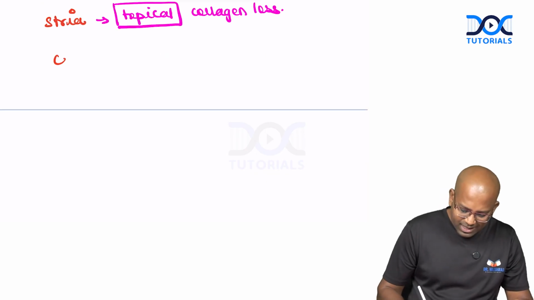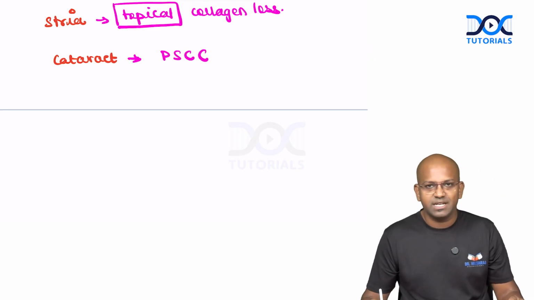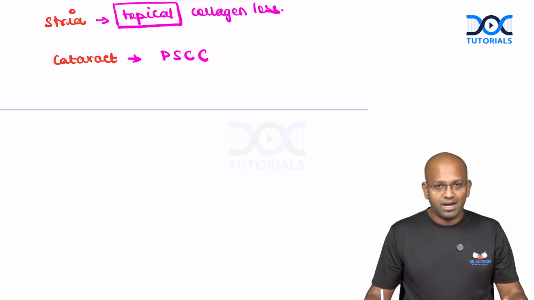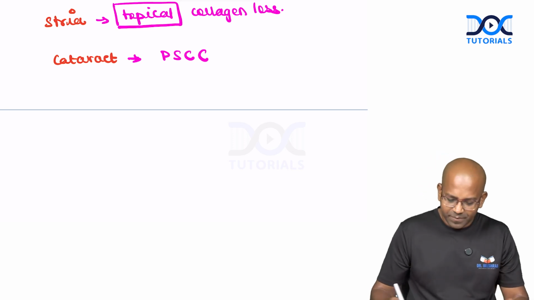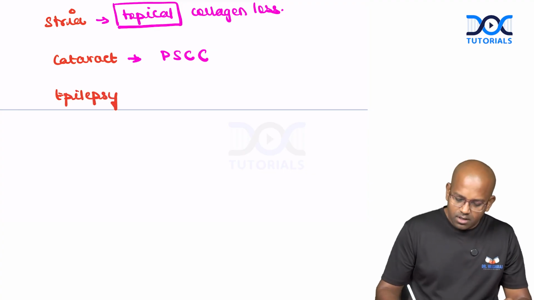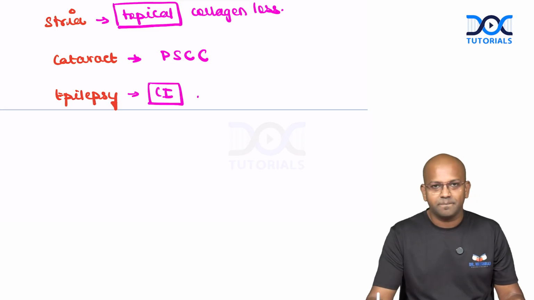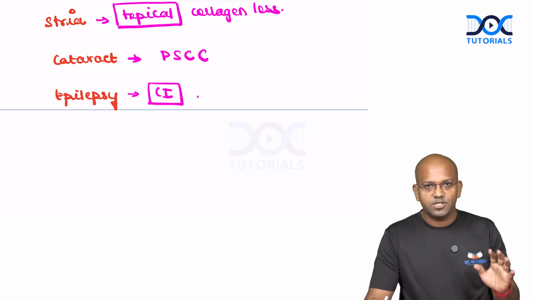The next one, cataract might be developed. What type of cataract can be expected? Posterior subcapsular cataract. We used to call them PSCC, guys. Posterior subcapsular cataract can be developed because of steroids. And the last one, patients might develop epilepsy. There might be induction of seizures. That's why these drugs are contraindicated in patients who are known cases of epilepsy. All these are adverse effects of steroids.